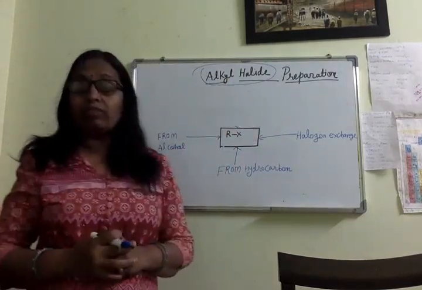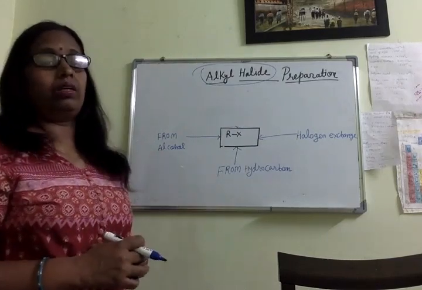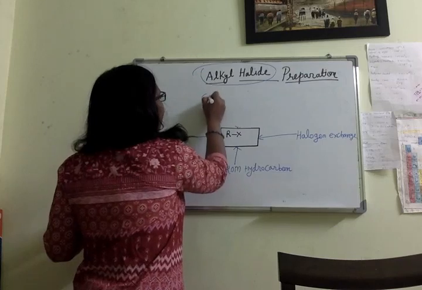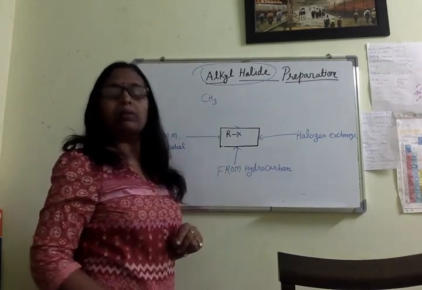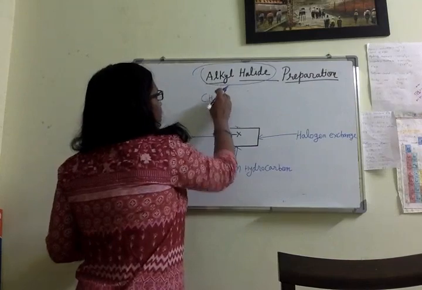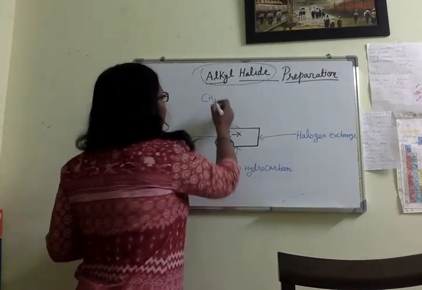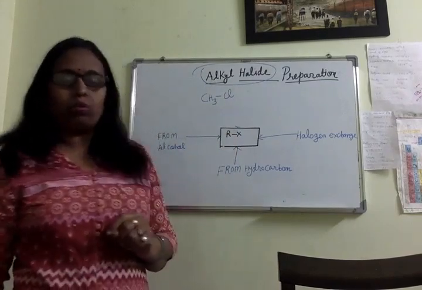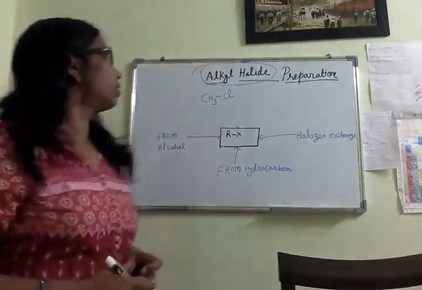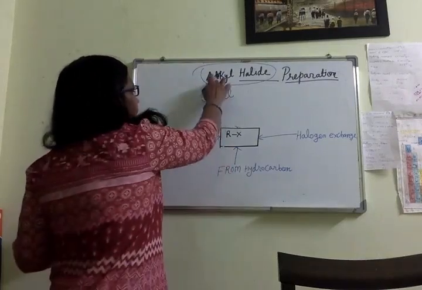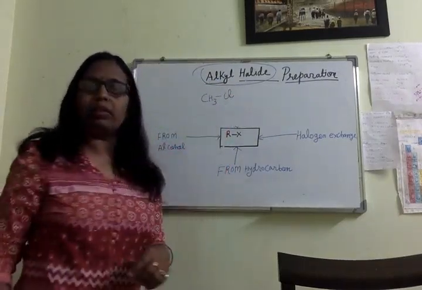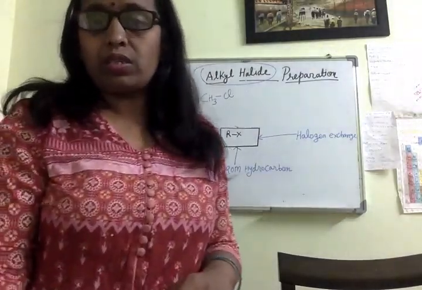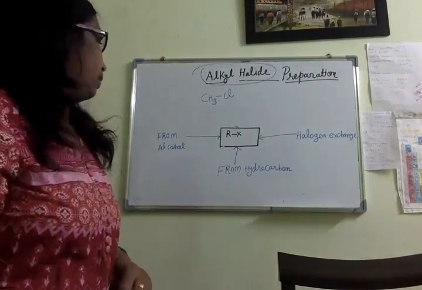What is the aliphatic halide? Aliphatic means there are no aromatic compounds, only aliphatic base, methyl, ethyl, hydrocarbon present. If we say methyl halide, methyl means CH3 group, one carbon and one halogen attached here. How do we prepare this compound, alkyl halide? Methyl halide, chloro. That is chloromethane. IUPAC name is chloromethane. This is an alkyl halide.